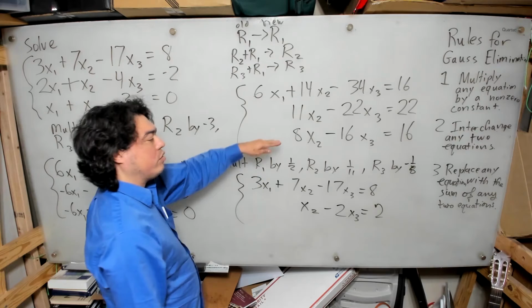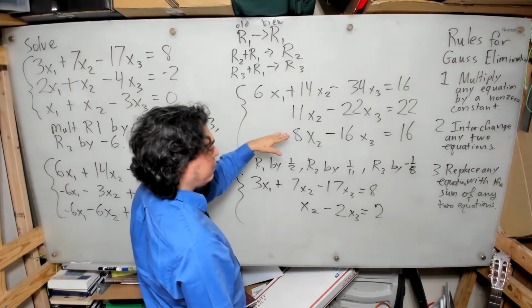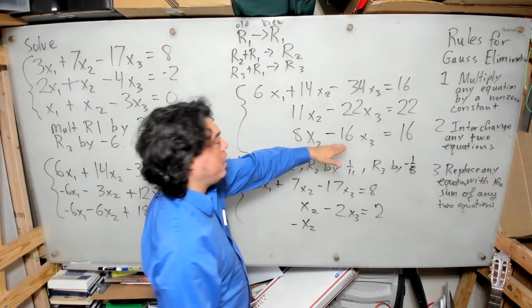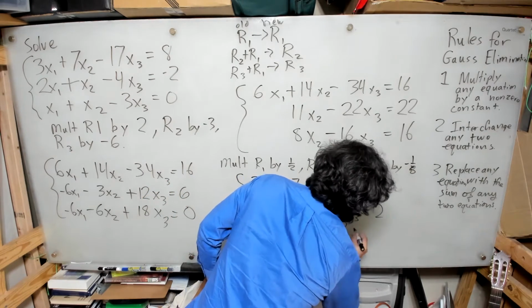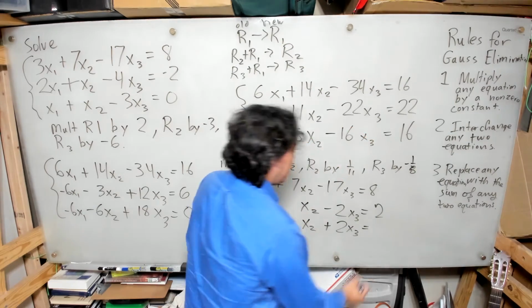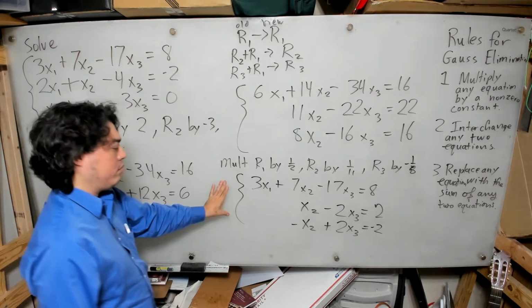And I'm going to multiply this one by negative 1/8, which is essentially the same as dividing by negative 8. 8 divided by negative 8 is negative 1, so negative x2. Negative 16 divided by negative 8, plus 2x3. And then 16 divided by negative 8, negative 2. So this is my new system.